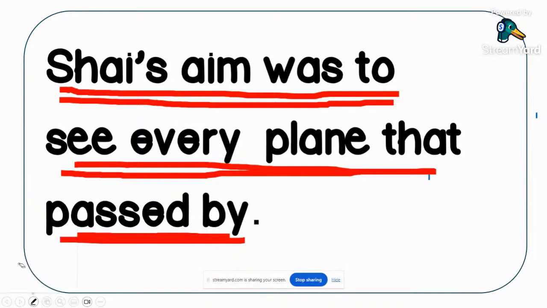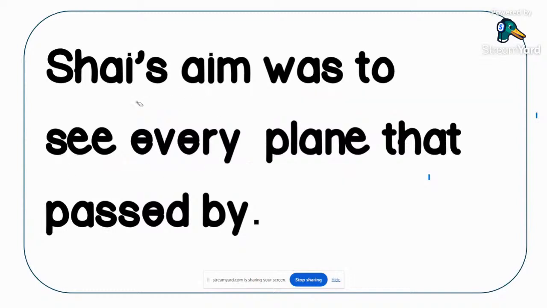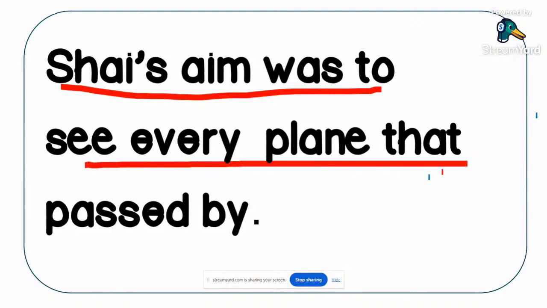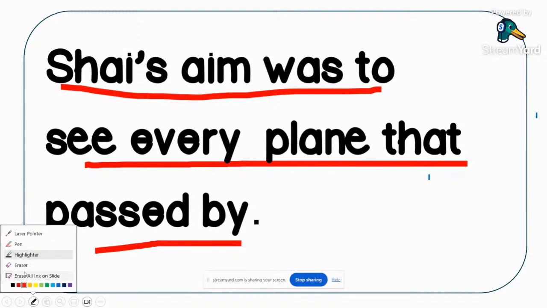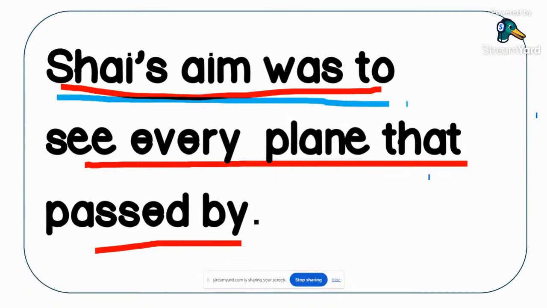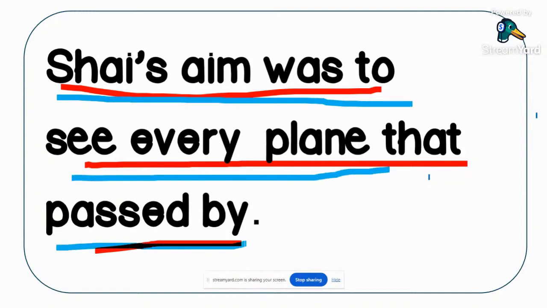Okay, now we're going to take it a bit faster. That is to ensure that you have learned the words. Shay's aim was to see every plane that passed by. Let's take it a bit faster to see how well we can master it. Shay's aim was to see every plane that passed by.